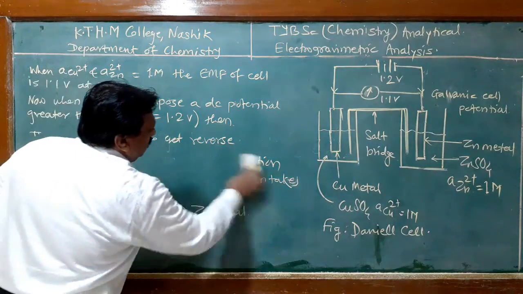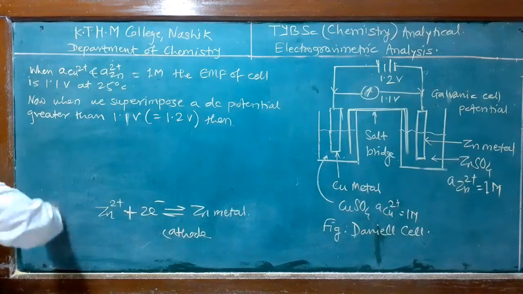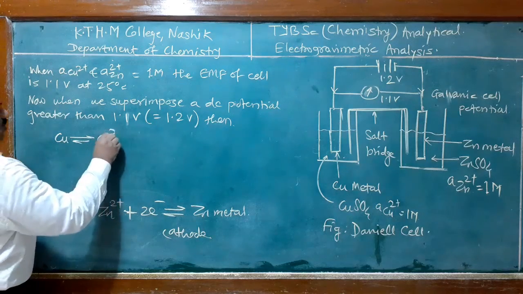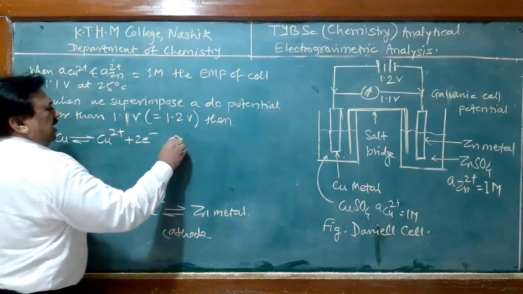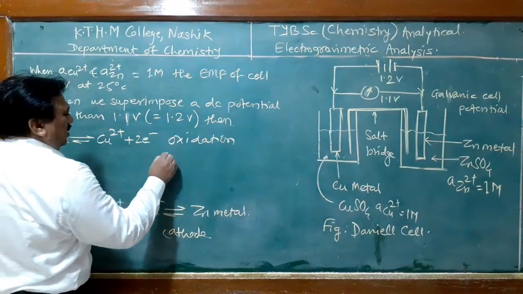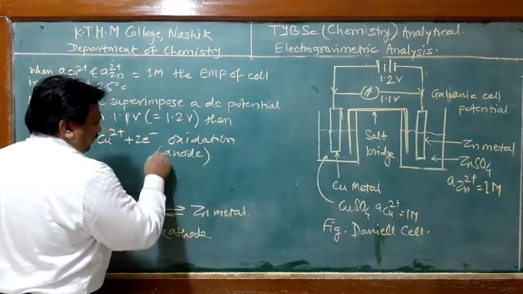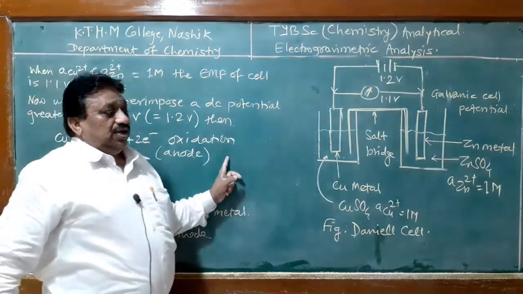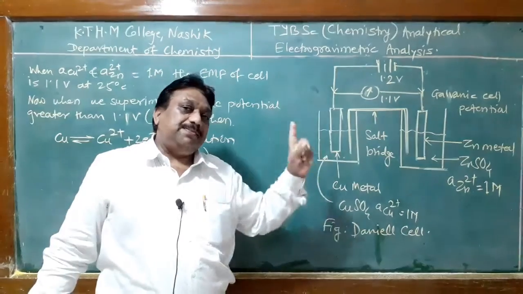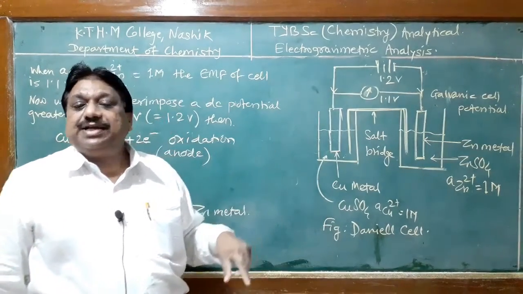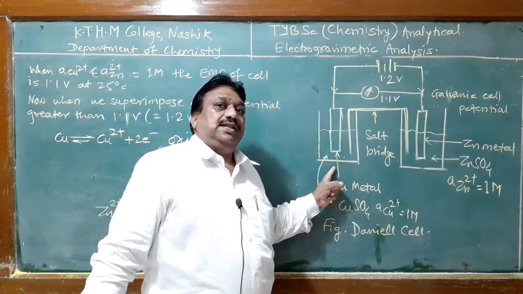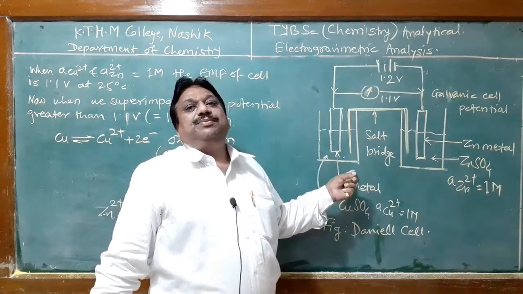Similarly, the copper electrode undergoes oxidation. Therefore, copper from the rod is converted to copper ion with loss of 2 electrons, and this oxidation takes place on the copper electrode. Now copper acts as an anode. Therefore, in a galvanic cell, the electrode on which oxidation takes place, that is the anode, with application of external potential now becomes the cathode, and the electrode on which reduction takes place, initially the cathode, now becomes the anode.